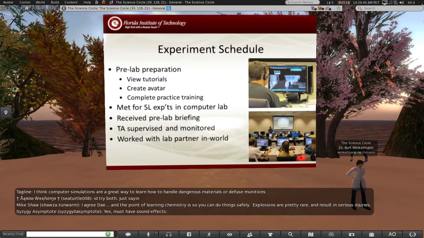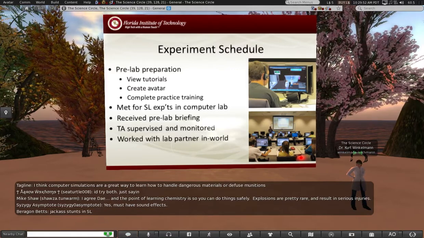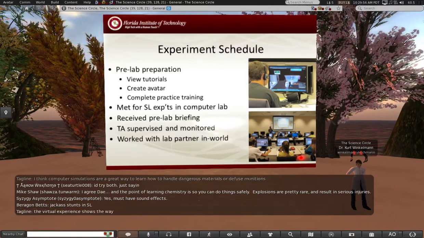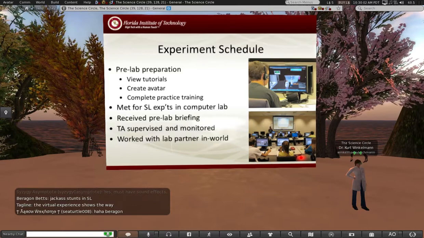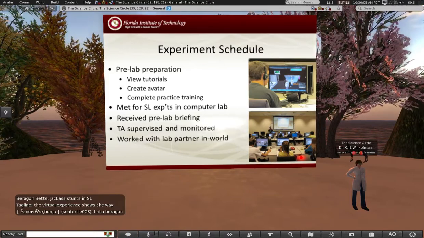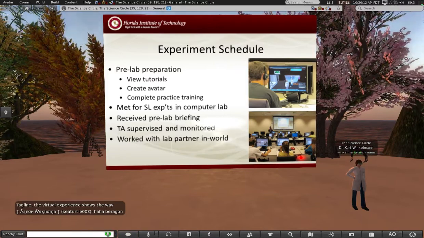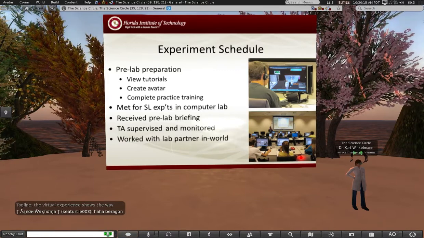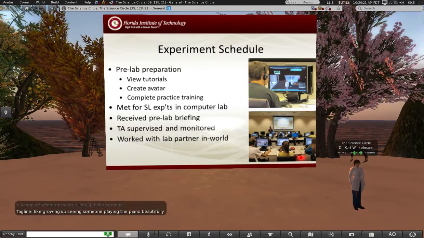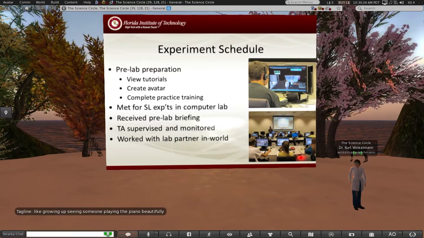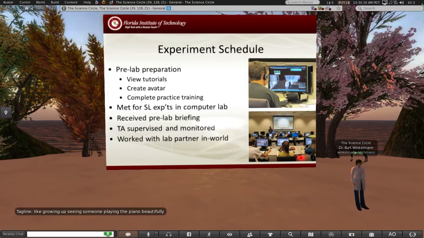Okay. So when we had developed the experiments and then implemented them, we had students perform some pre-lab activities. If they were in the virtual lab group, they viewed some tutorials, they created an avatar, and they did some mandatory training. At first the training was optional, but we realized pretty quick that they needed to have some basic understanding about how to walk around and manipulate things in Second Life. So the training turned into something mandatory. So they did all that the week before they started the first Second Life experiment.